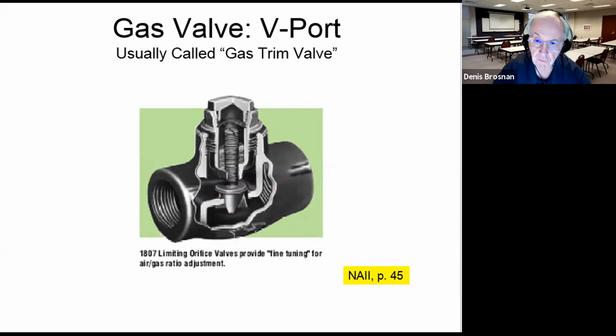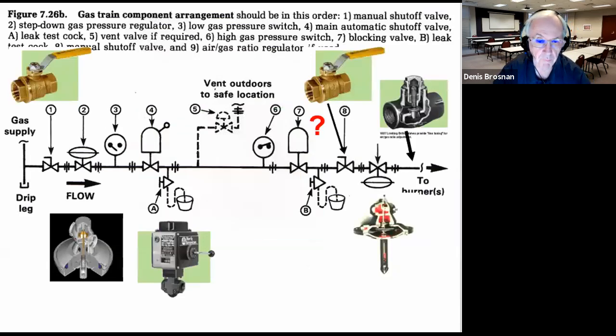So there it is for you. And here they all are together. So you've seen the gas supply, you've seen the shutoff valve, you've seen the main pressure regulator. You've gone through a low pressure switch to a blocking valve. You've seen that across here. The high pressure switch, maybe another blocking valve. That's the reason for the question mark.